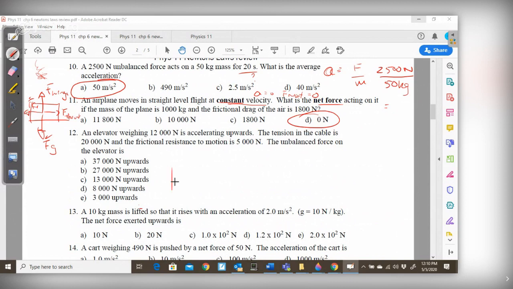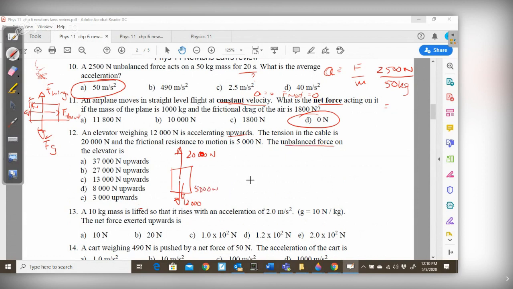An elevator weighing 12,000 newtons. That means we have a force of gravity of 12,000 newtons going down. There's a cable, and it has a tension of 20,000 newtons. And then there's resistance to motion. Well, it's accelerating upwards, so our force of friction of 5,000 newtons is also going down.